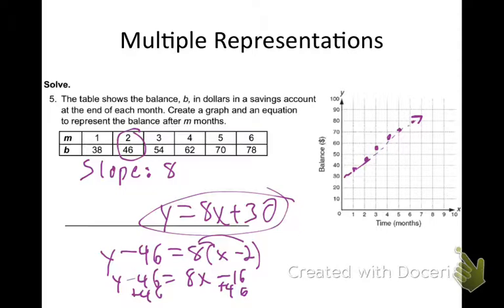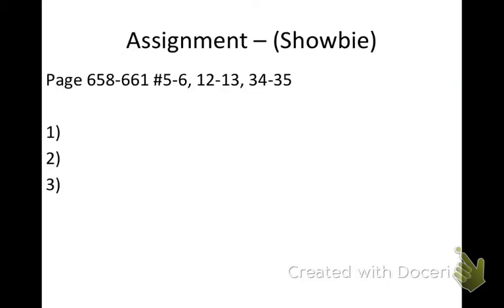And then let's say I wanted to find out what your balance was after, let's go 10 months. If I wanted to find out my balance after 10 months right here, I would plug 10 in for X. I get $110. Nice job. And that's it today. There's your assignment.